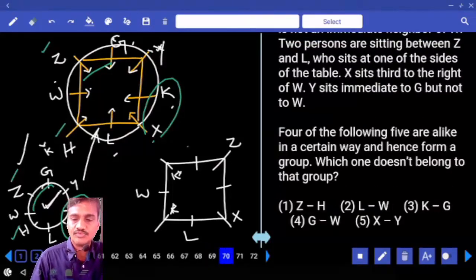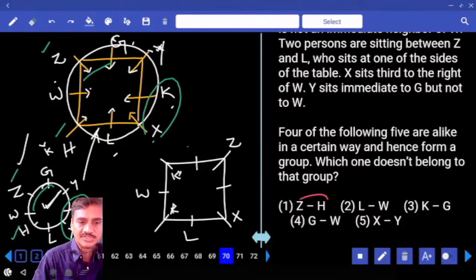And question 70, find the odd one out of the following. Z and H, there is one person between Z and H. L and W, there is one person. K and G, there is one person. G and W, there is one person. X and Y, there is one person. The number of persons in between is the same, so we need to check the direction.